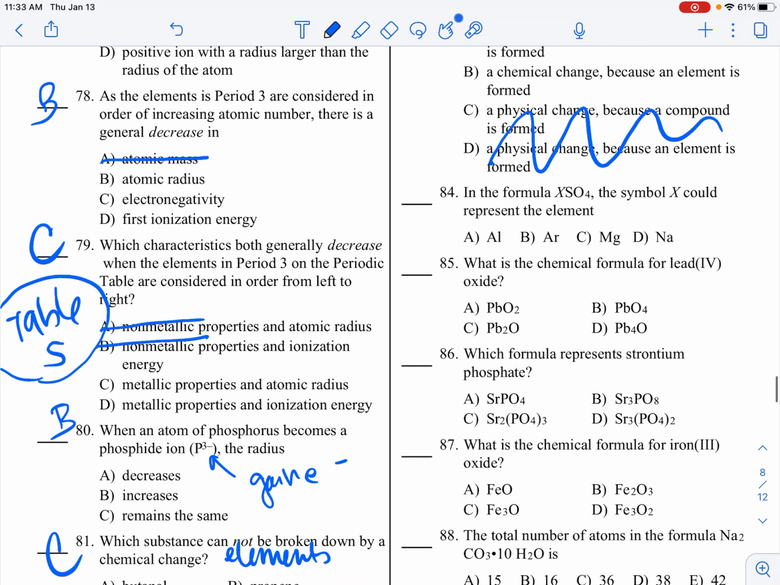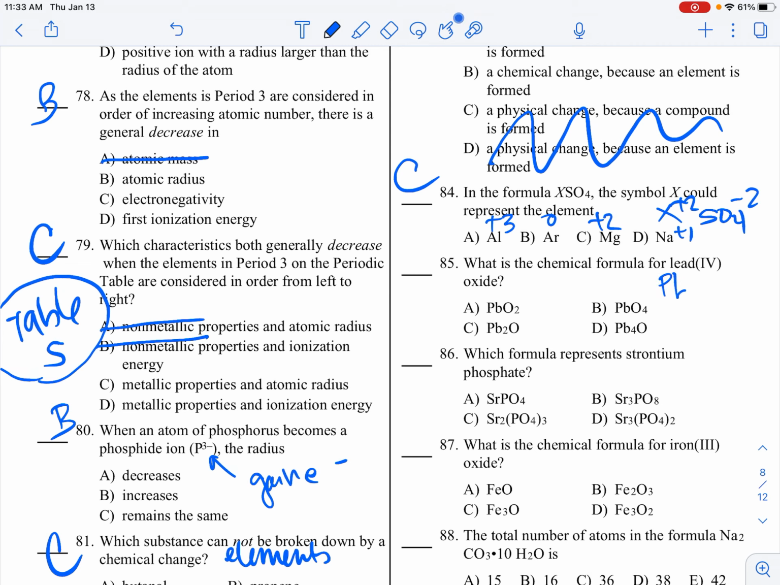In the formula XSO4, what is X? So we should probably figure out that the polyatomic ion sulfate is a -2. So X has to be +2 because there's no crisscross and all that junk. So this is a +3. Argon's a noble gas, +2, +1. So magnesium.